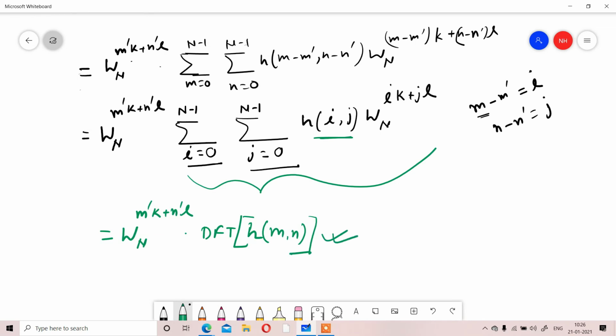Okay, means if we calculate the DFT of the circular convolution expression, you are getting the DFT of the original expression h(m,n) multiplied by W_N to the power m'k plus n'l, means the m' and n' values and how many circular shiftings are happening decide that. So clear up to that? That is the simple expression.